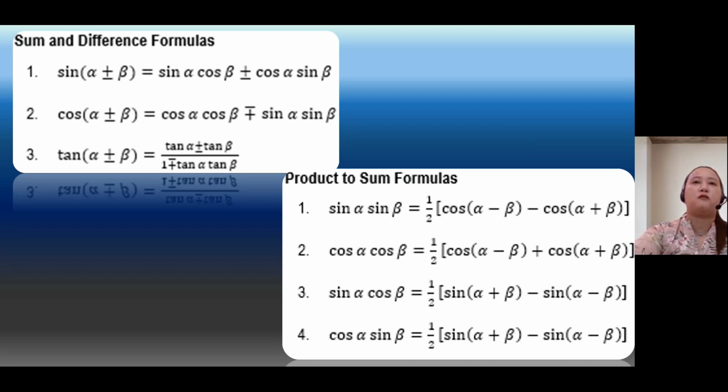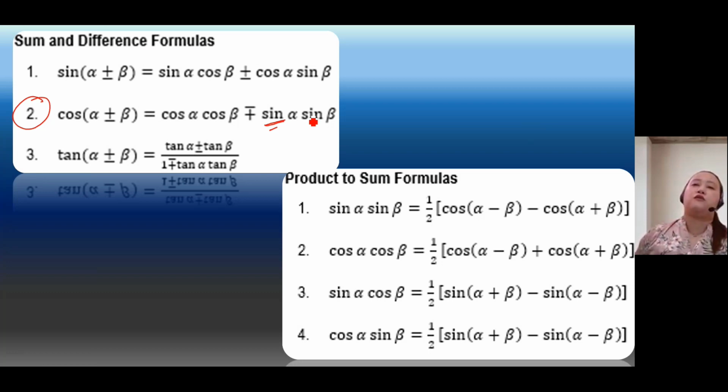By the way, in your PowerPoint in the LMS, I think there's a correction there. In number 2 of the sum and difference, just to correct it, it is sine alpha, sine beta. Okay, after the plus, after the minus plus. Okay, so this one is correct.